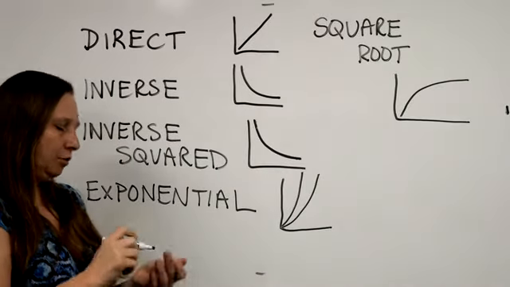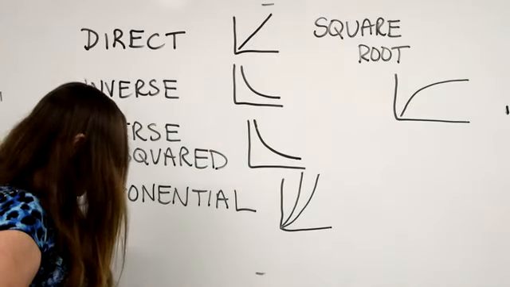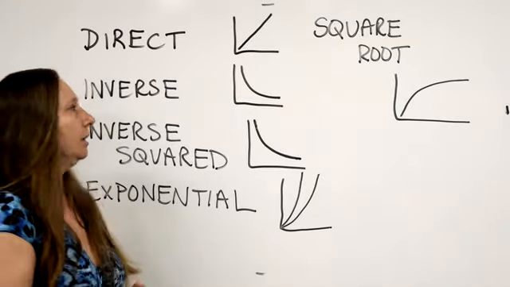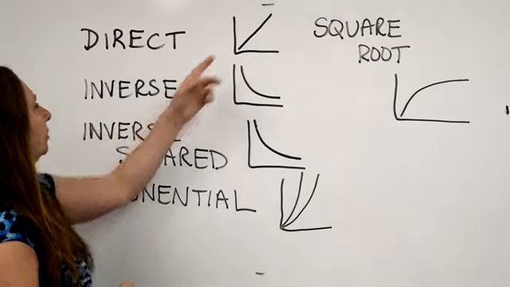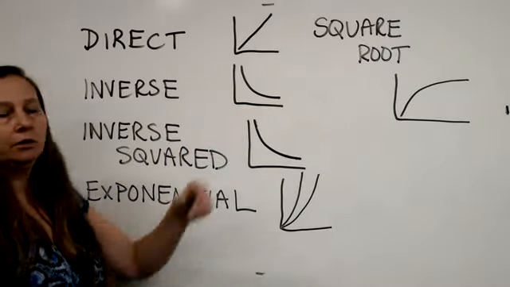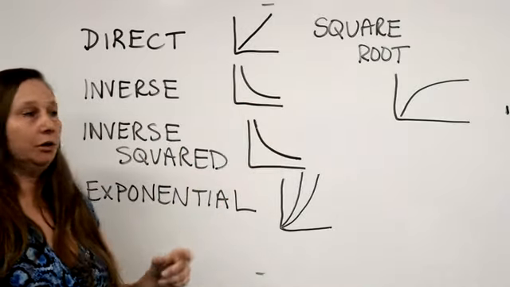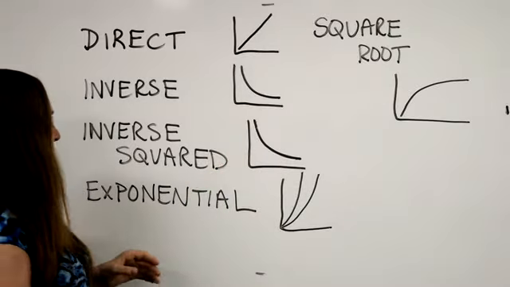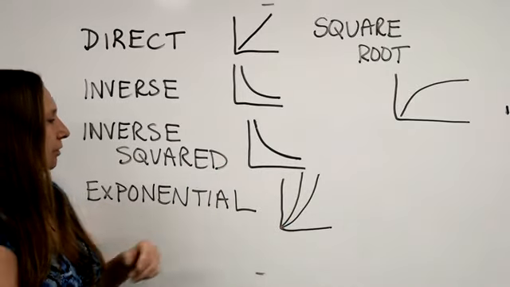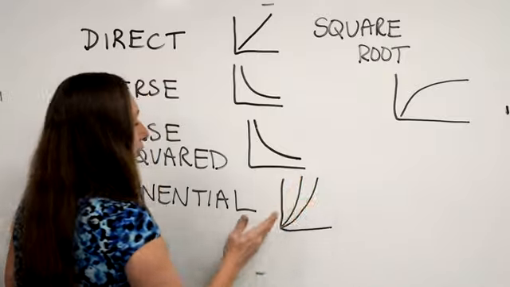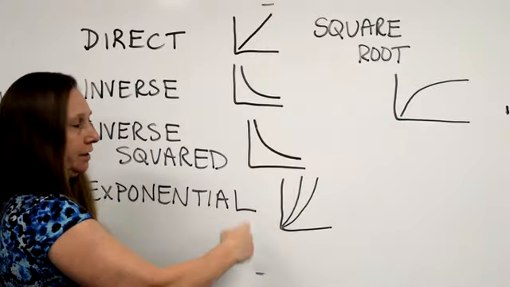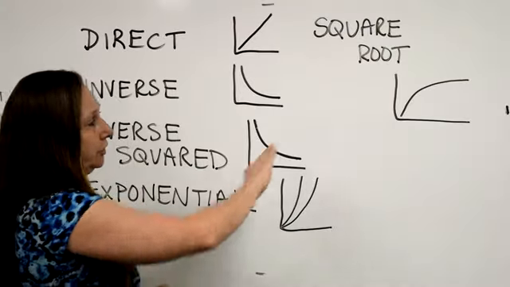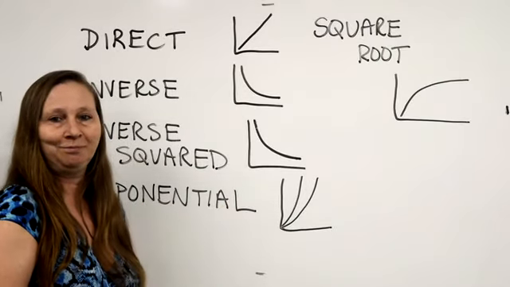Okay? So these are the 5 basic types of relationships in physics and math that I'm going to be talking about. Direct looks like that. Inverse looks like that. Inverse squared looks similar to inverse. You can tell the difference if you see the actual numbers. Exponential is going to look like that. Right? It's a curve. It's not straight. It's definitely curved. And a square root is also curved. But you can see it's curved in a different way. All right.